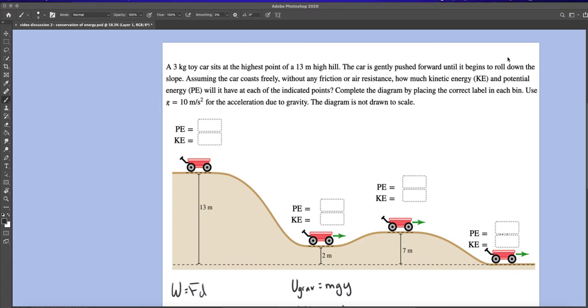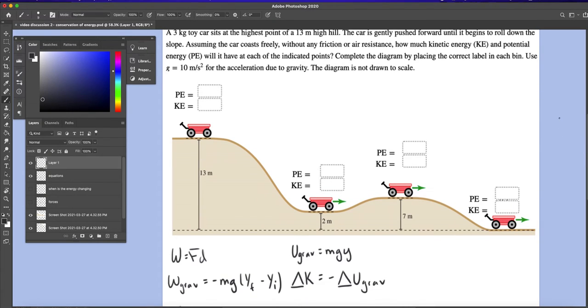So this question involves calculating the potential and kinetic energy at these 4 points along the toy car's motion. There's no friction, so all the energy is conserved, so the total mechanical energy doesn't change at all. I chose this problem because being able to solve it would show mastery of the fundamental concept of this chapter, which is conservation of energy.